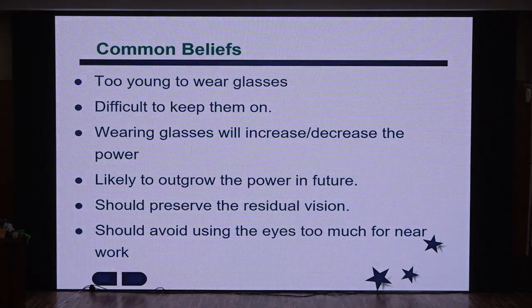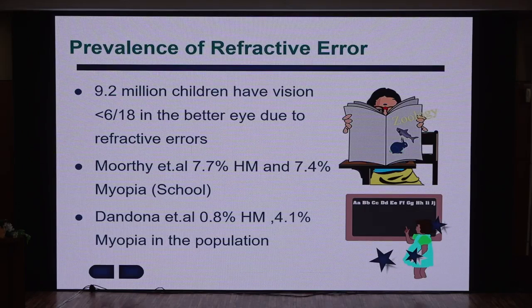And then we have some common beliefs of the parents, the grandparents, the society. The child is too young to wear glasses, the child is not going to wear glasses. It would be difficult for the child to keep the glasses on. Wearing glasses will increase or decrease the power, and we don't need to check the glasses. Using the glasses tends to decrease the power, and it does not increase in future. So we have to emphasize at every visit that they need a regular prescription, regular checkup, because children can have a progression of their myopia, there can be regression of hyperopia, and there are a lot of other things that we need to keep on looking at.